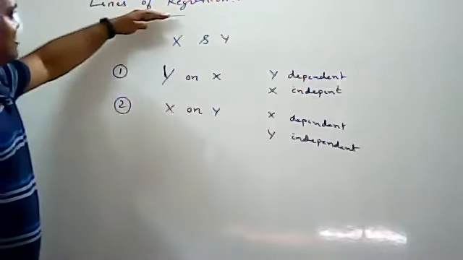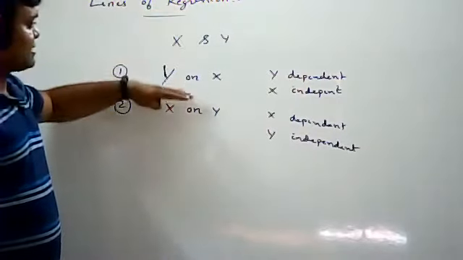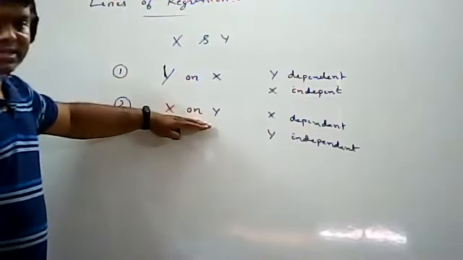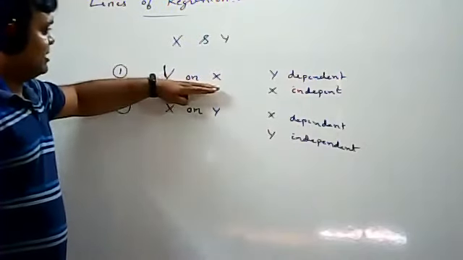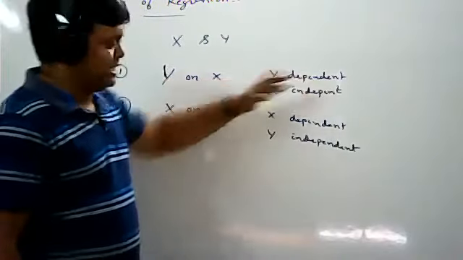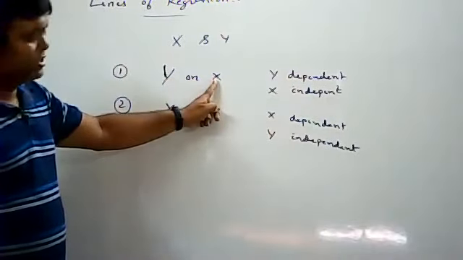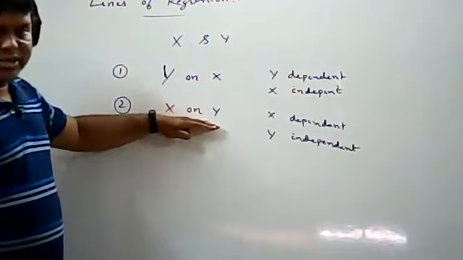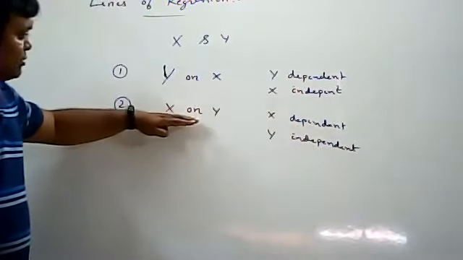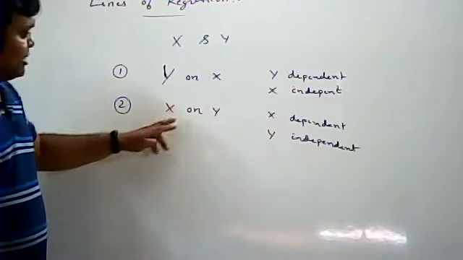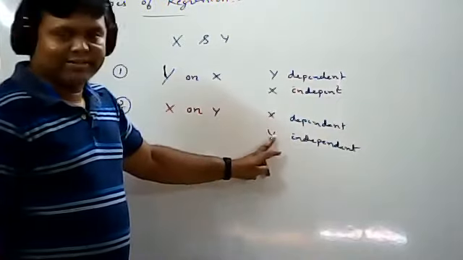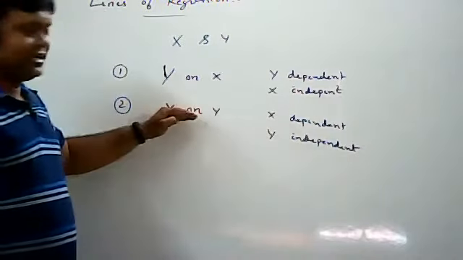So how many regression lines are there? Two lines. First is the regression line of y on x and second is the regression line of x on y. What is the meaning of y on x? Y is the dependent variable, so the y value will be dependent on the x variable. And x on y means x is the dependent variable and y is the independent variable. When the y value is given, you can use the regression line of x on y to estimate the value of x.